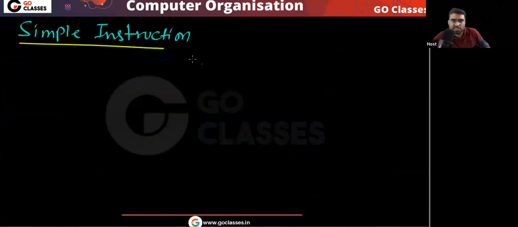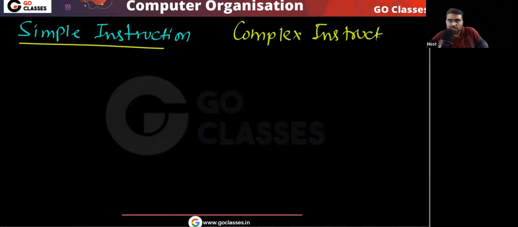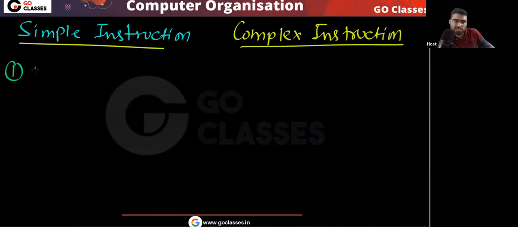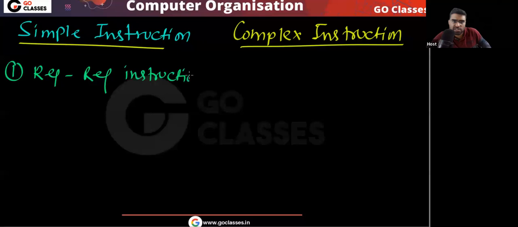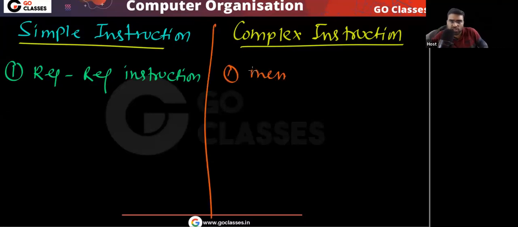So tell me, what is a simple instruction and what is a complex instruction? Remember, simple instructions are your register instructions. Register instructions are called simple instructions. And what are complex instructions? These are your memory instructions. Memory instructions are called complex instructions.